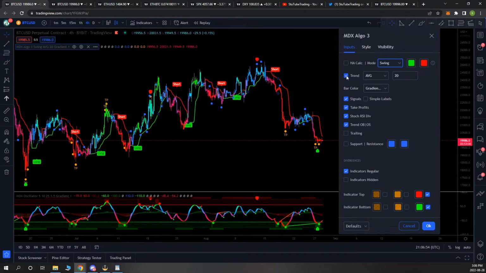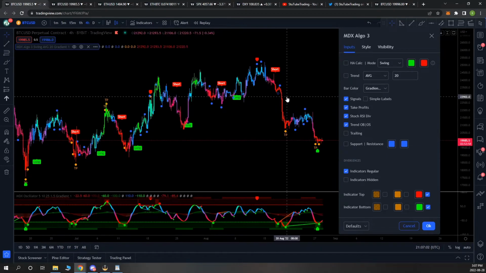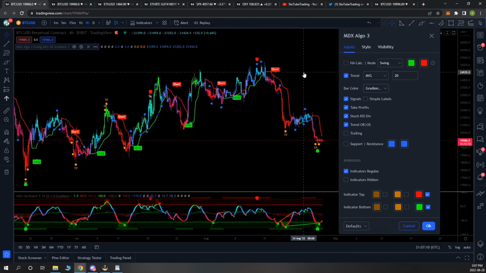Other than that, here we got our trend. If we uncheck that, this is all personal preference, guys. Like some of us are able to kind of spot where that trend line would most likely be, but it's definitely a good visual to have on your charts, just as long as you don't have too much clutter going on.